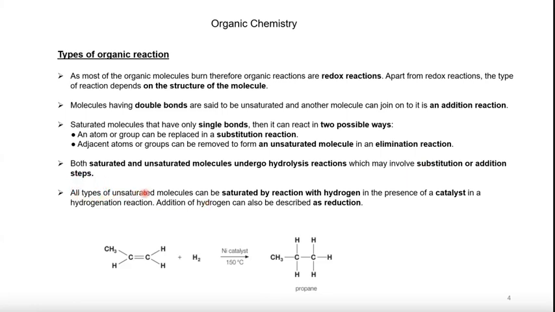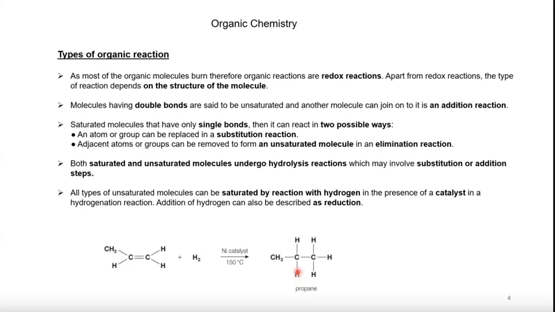All types of unsaturated molecules can be saturated by reacting with hydrogen in the presence of a catalyst. Here you see an unsaturated molecule, and we are reacting this with hydrogen and a nickel catalyst and get this saturated hydrocarbon, and that is an example of an addition reaction.